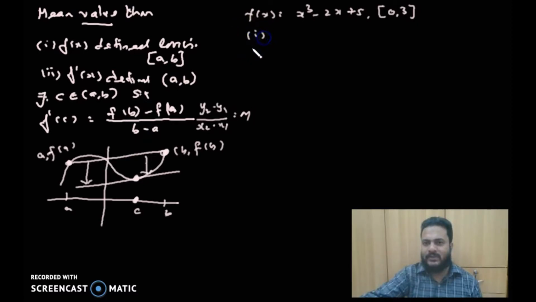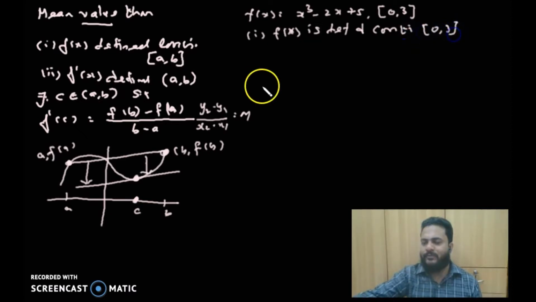Let's consider the first condition. f of x is defined and continuous. Is it defined and continuous? Yes, it's a polynomial, right? Polynomial functions are usually defined. If you give 0 or 3 or any in-between value, you will be getting some value for f of x, and hence f of x is defined and continuous in the closed interval 0, 3.